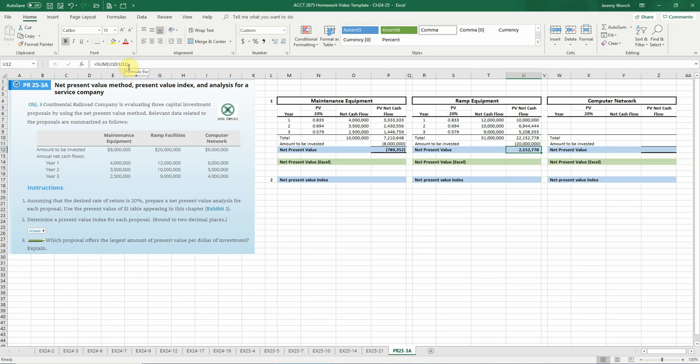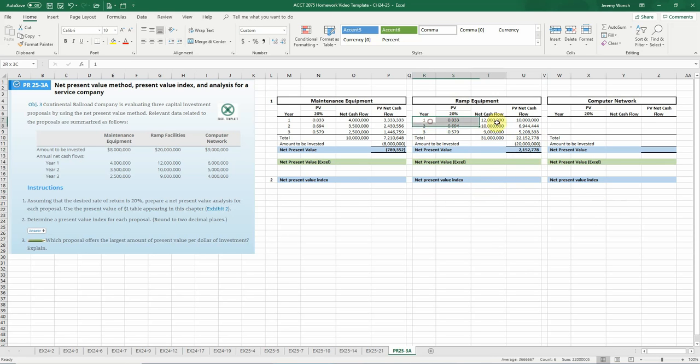So the ramp project actually has a positive net present value of $2.1 million. We're investing 20, we're going to get 31 back, and it exceeds our 20% threshold by $2.1 million. If the number would have come back to be 0, that would mean we earned exactly 20% on the project.